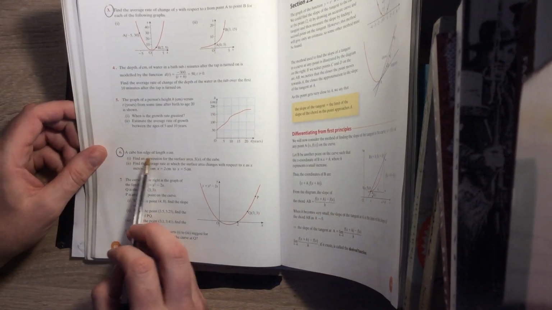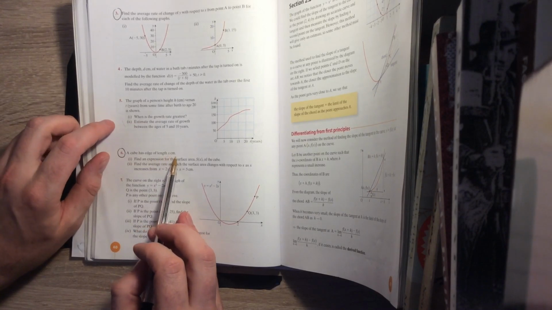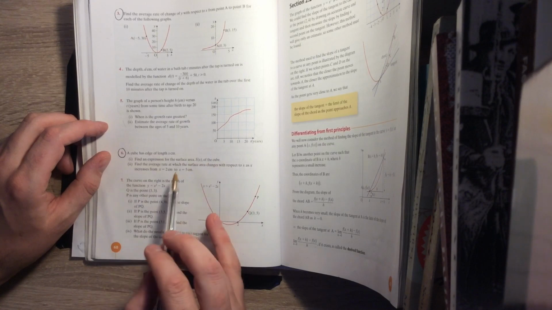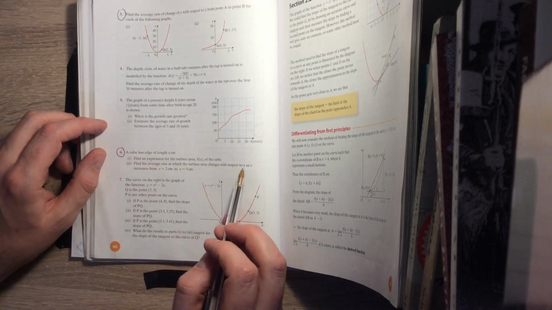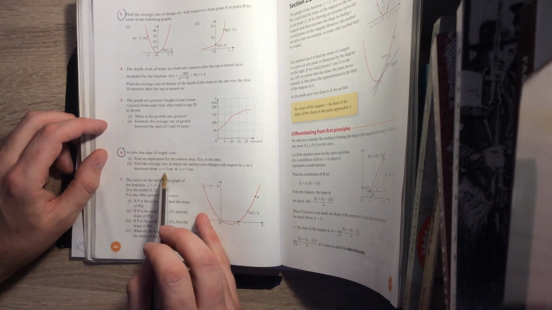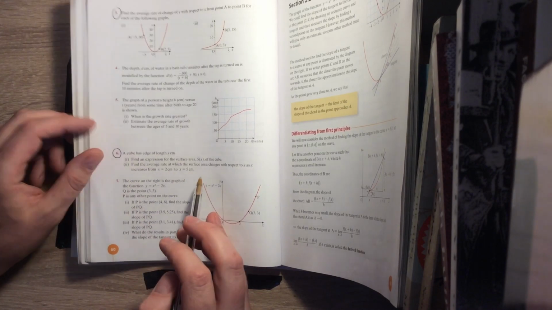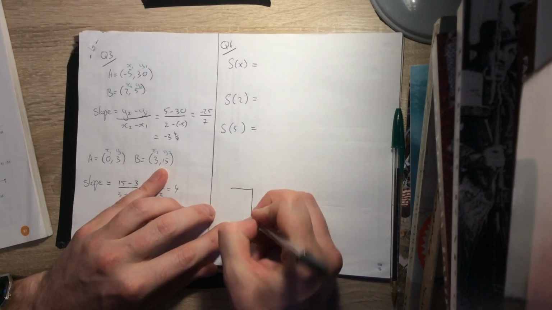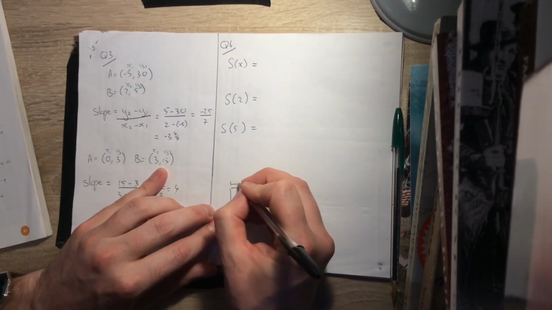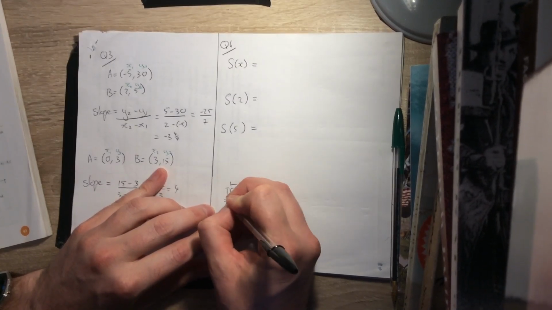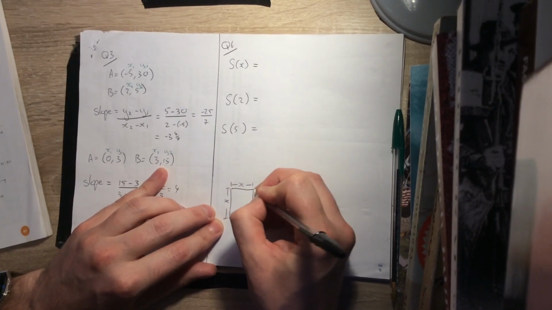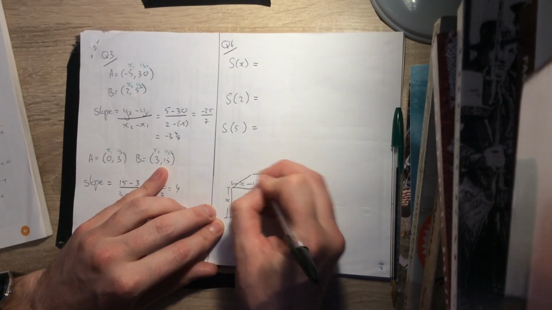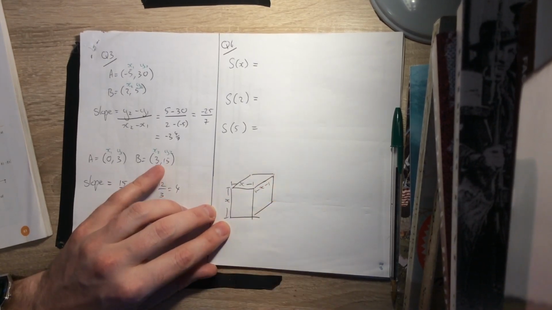Last question, question 6. A cube has edge of length x centimeters. Find an expression for the surface area of the cube and the average rate at which the surface area changes with respect to x as x increases from 2 to 5 centimeters. So x is the edge of the cube here. This length here is x, as is this length, as is this length here. So this is what you're looking at. A cube where each side is x.